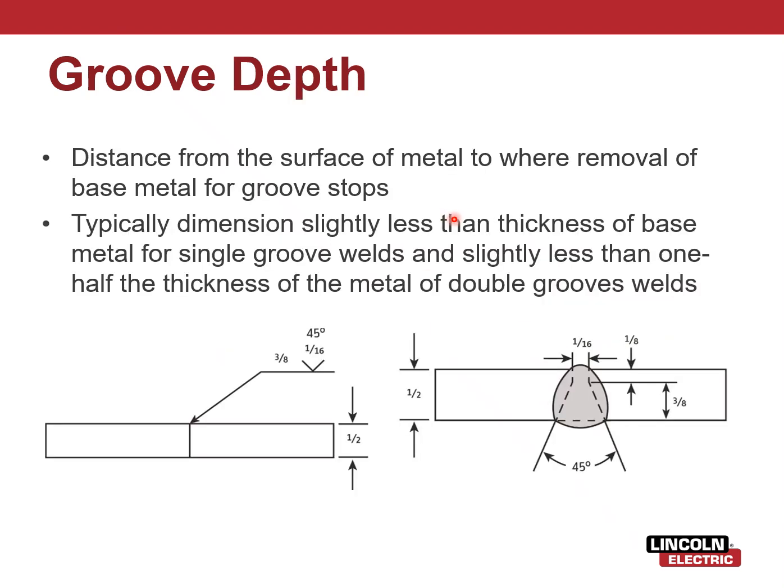Now we have groove depth. This is the distance from the surface of the base material to where the removal of the base material for the groove stops. Most of the time we have an open root, we're going to have that flat spot. That's the landing, and that's where the groove depth comes into play. So right here, 16th inch gap, 45-degree bevel, 3/8, which you see right here. That's how deep it goes before we hit that landing, that flat spot between the root faces.